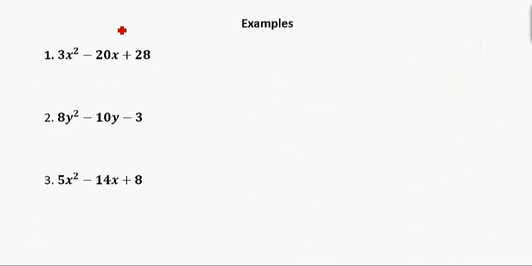Alright, so these are a little bit different. In these problems, the leading coefficient is something other than 1, which makes it not quite so easy just to pop these into your parentheses. So there's two ways you can do this. Well, there's several ways, but the first way is you can just look at all the different possibilities. So you can just guess and check.